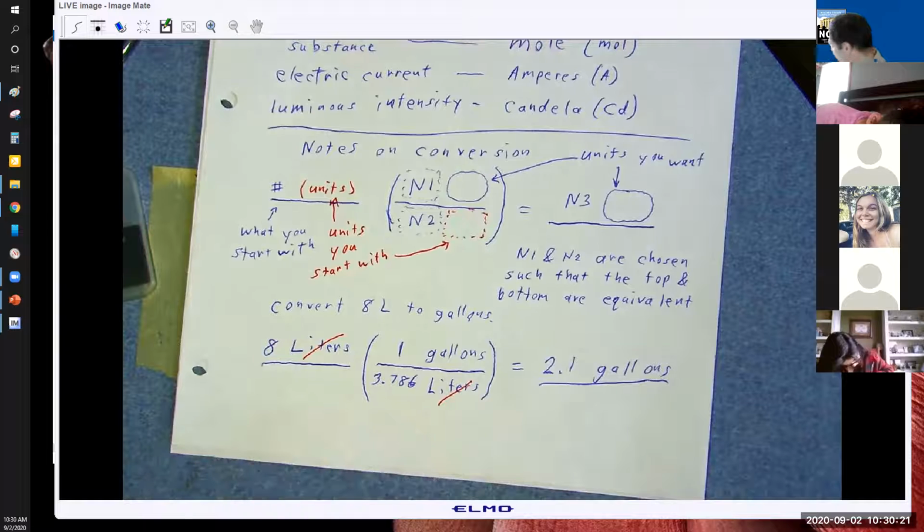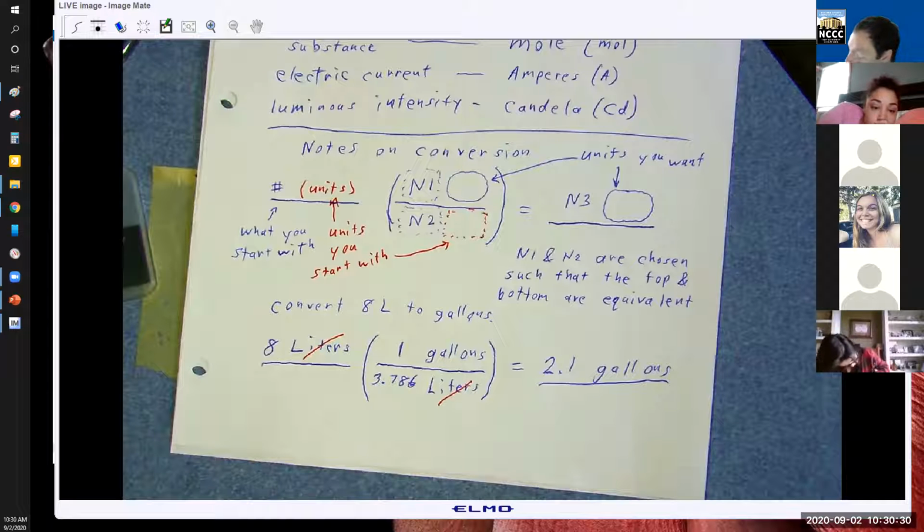So this is the conversion formula. I threw it in here. We'll use it later on and you'll see more conversions. So are there any questions about the conversion here now? Okay.